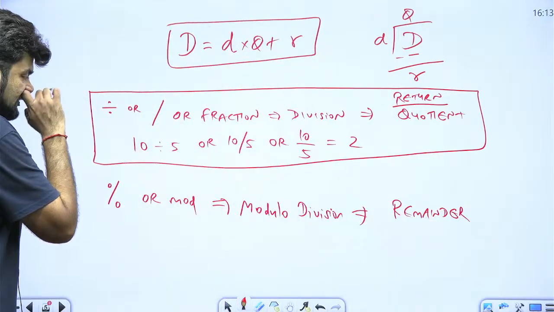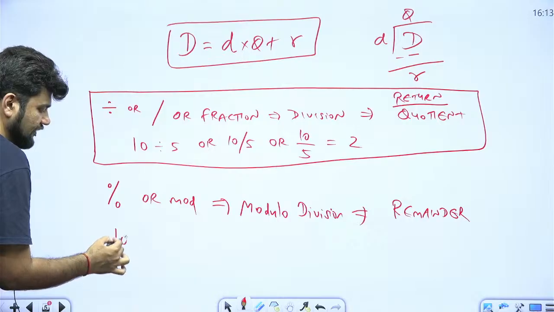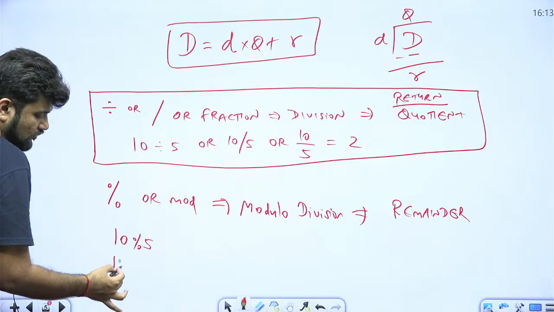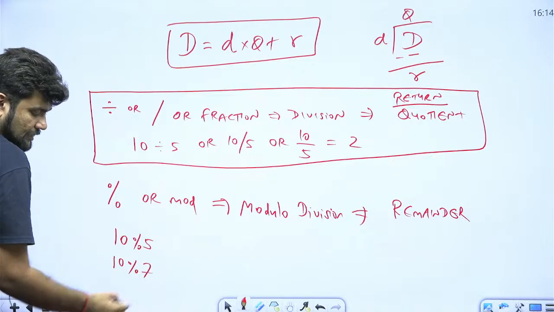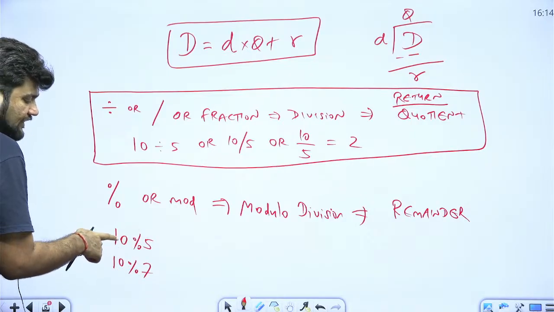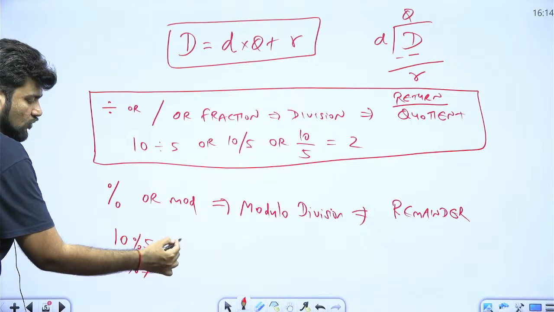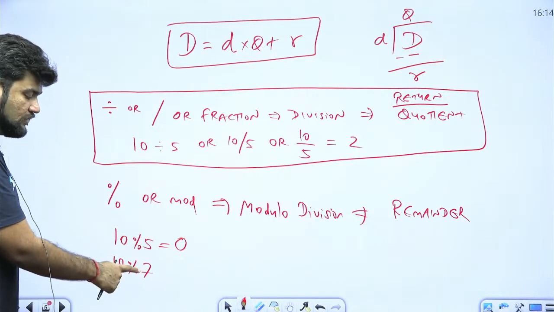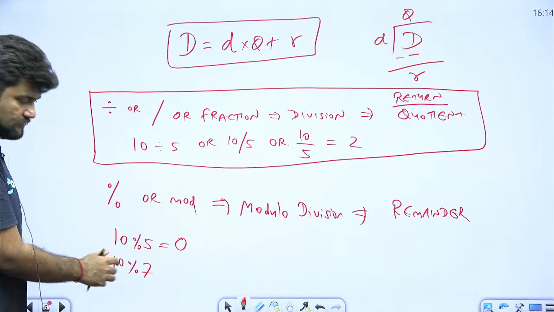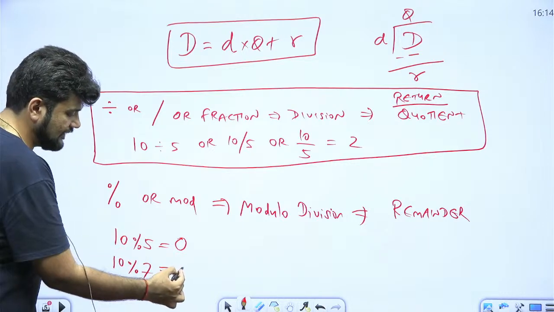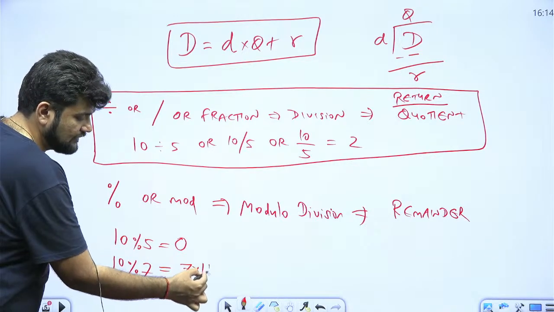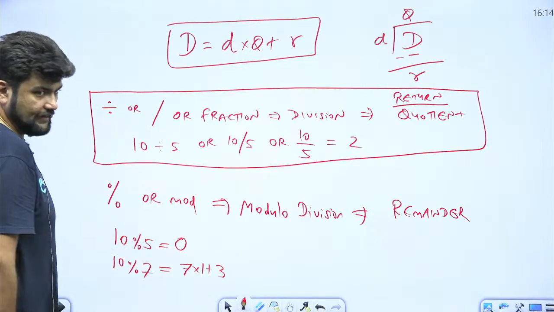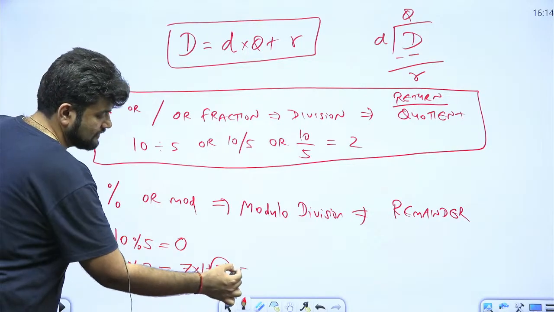So if I say 10 % 5, what is 10 modulo 5? And let's also take 10 modulo 7. 10 modulo 5: if I divide 10 by 5, what is the remainder? The remainder is 0 because it is divisible. And 10 modulo 7: 7 into 1 is 7, so you write this as 7 into 1 plus 3. So this is dividend equal to divisor into quotient plus remainder, correct? So what is the remainder? 3. My answer is going to be 3.